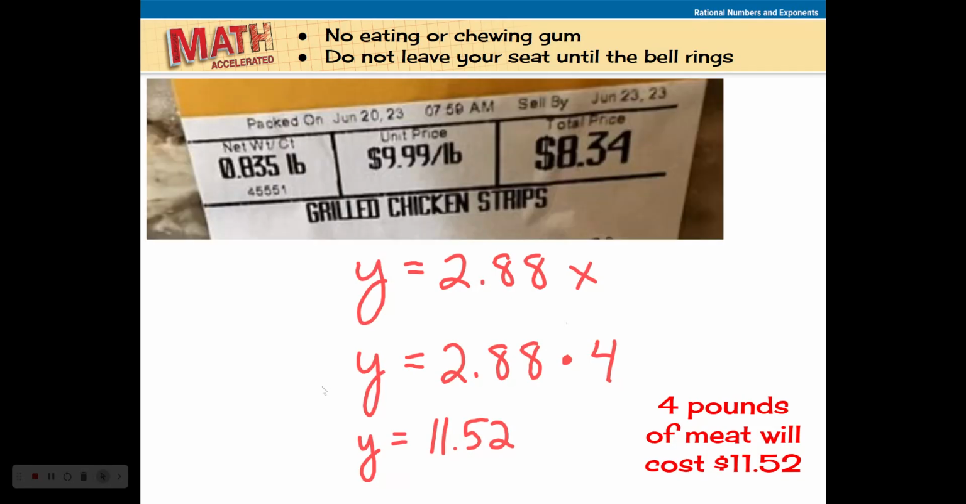Just like labels on packages from the market. We have our COP of $9.99 a pound. Over here we have the number of pounds. Multiply the two. That will give us how much we're going to be paying for, in this case, the grilled chicken strips.